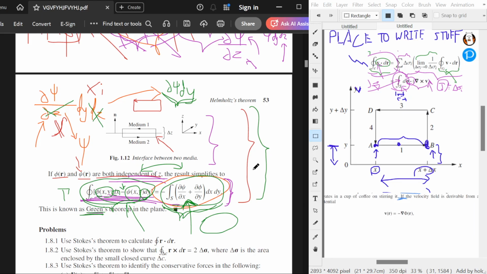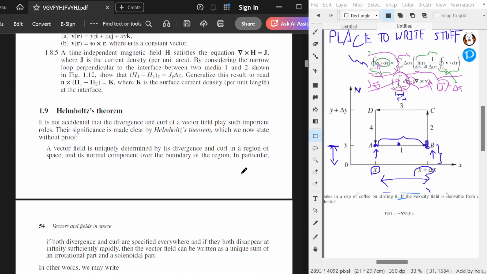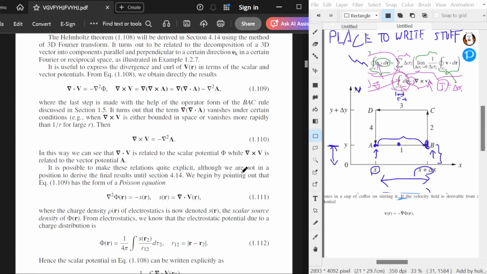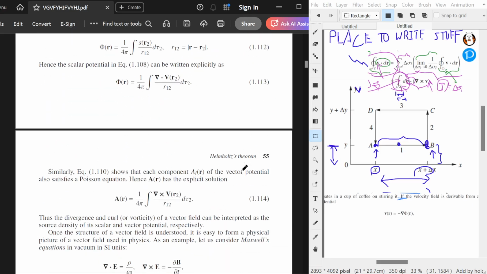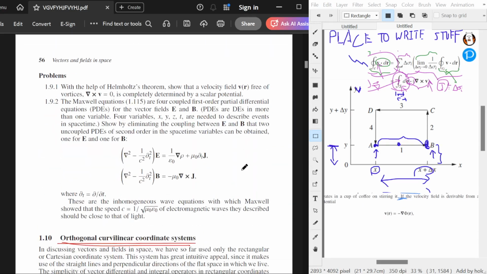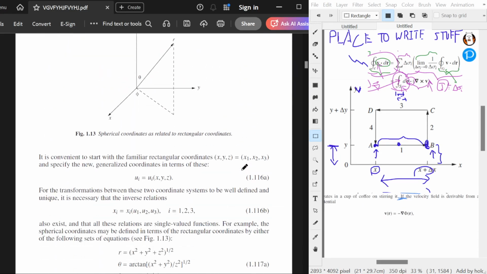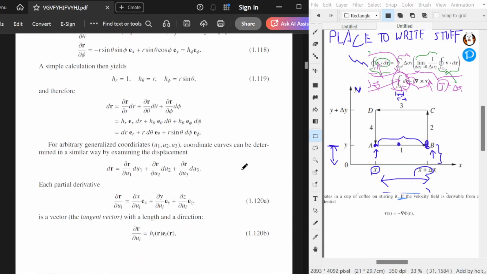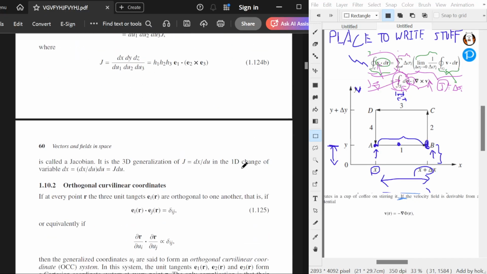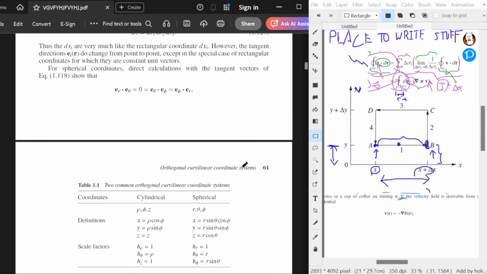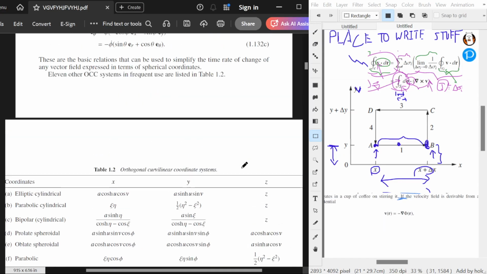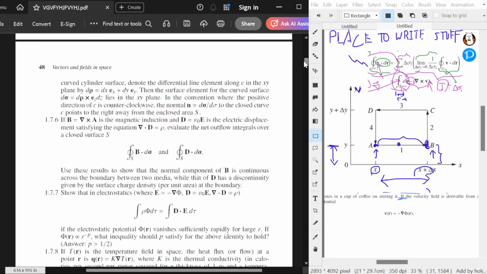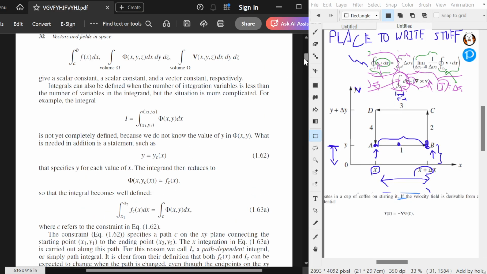I think I've done enough. Next stream should be Helmholtz, and hopefully we start this. I assume it's kind of big. I shouldn't be scrolling because copyright.